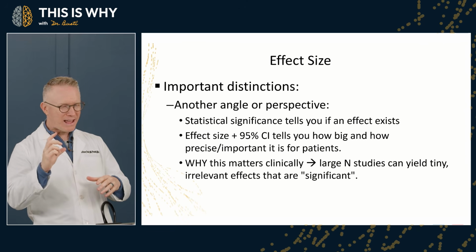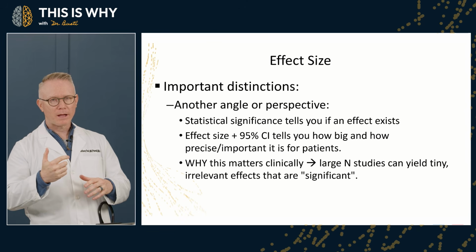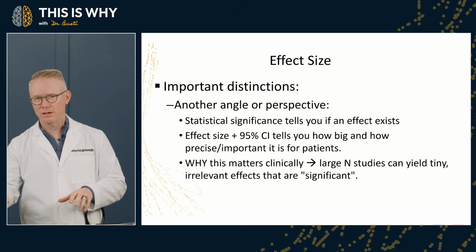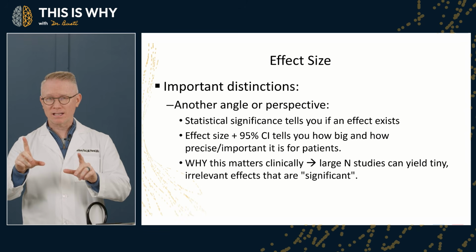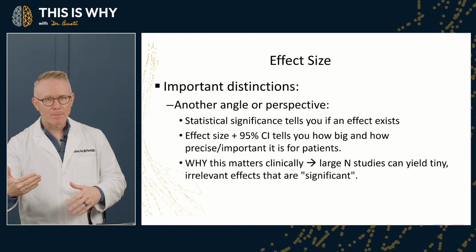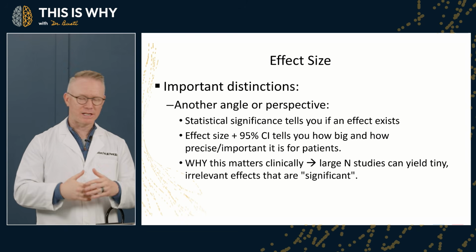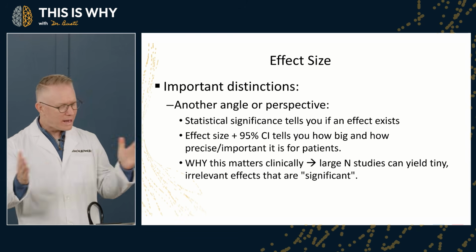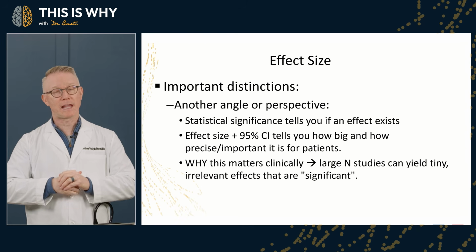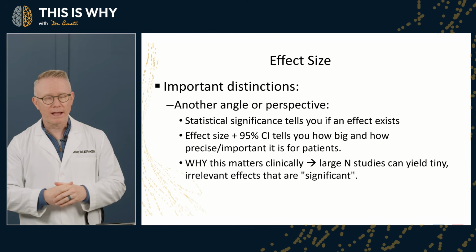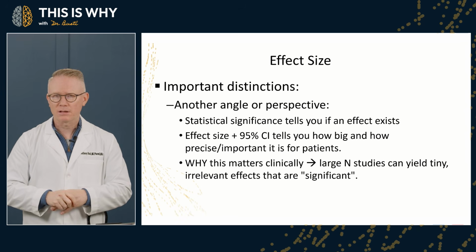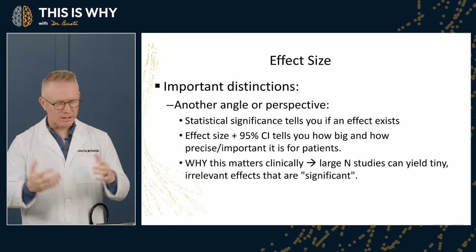Now, I want to add another little angle to this, right? Remember that statistical significance tells you if an effect exists. The effect size plus a 95% confidence interval tells you how big, how precise or important it is now for your patients. Well, why does all this matter? Because you can have a very large sample size study, right? And it can find a tiny significant effect, but it's irrelevant clinically, practically, right?